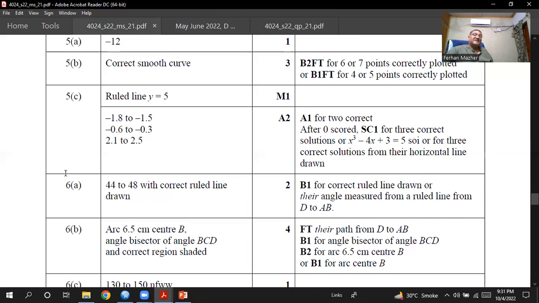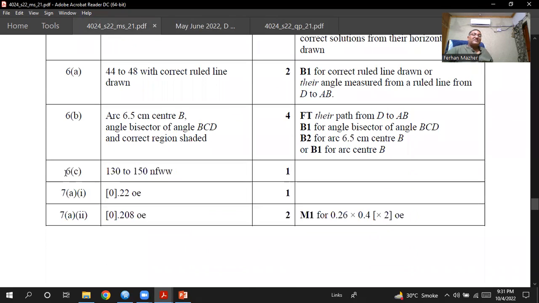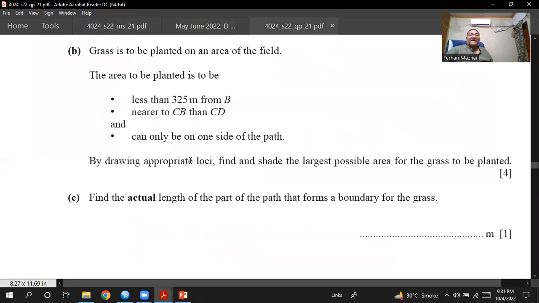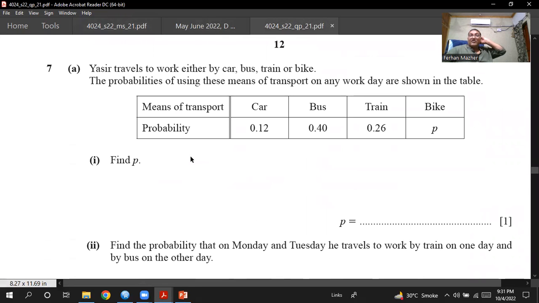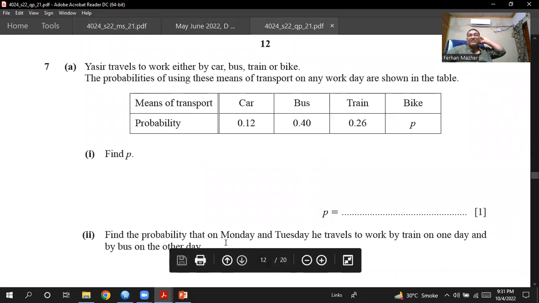And this was question number 6. I hope you understand this question. And that was the question on the locus. Okay, so we are going to the next question, that is question number 7.